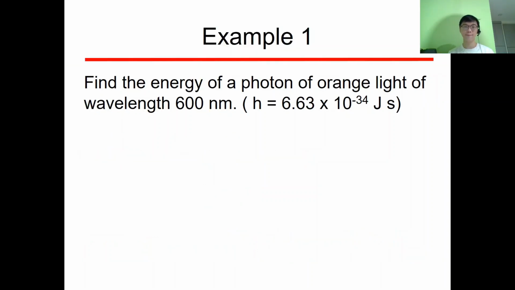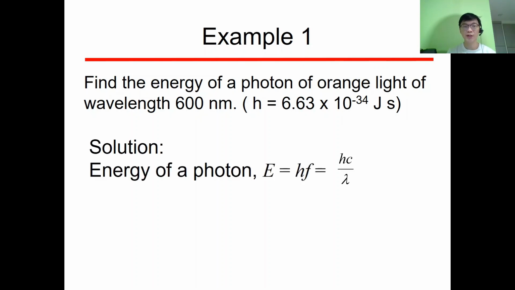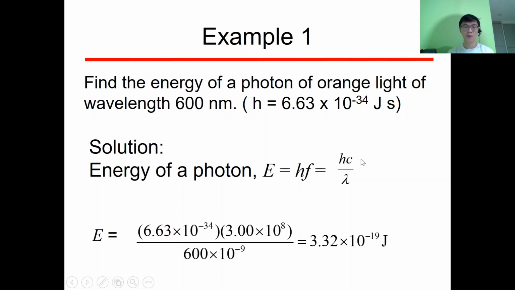So, find the energy of a photon of orange light of wavelength 600 nanometers. E equals hf does not get you the answer directly because you realize that you're given a wavelength. So how do you convert wavelength to frequency? Well, you use the equation v equals f lambda, and hence f is v over lambda. In this case, the velocity of light is the speed of light, which is a constant again, 3 times 10 to the power of 8. You can write that in immediately and you get your answer.